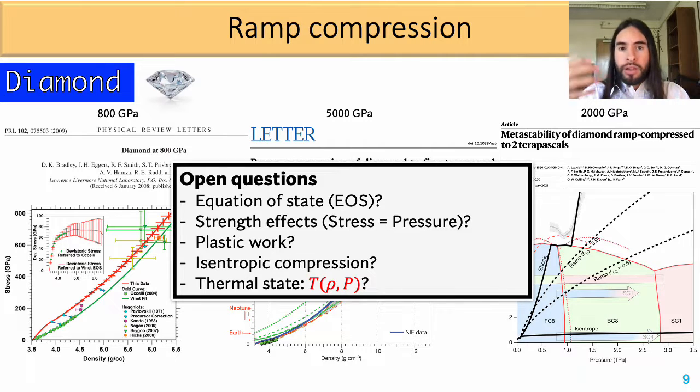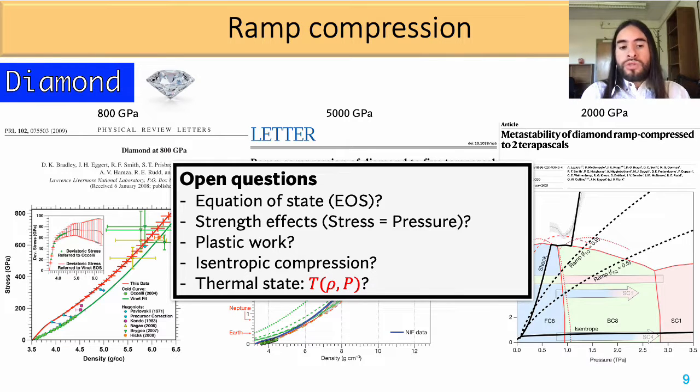So this leaves many open questions, like, what is the equation of state of diamond that we are using? Are we modeling it correctly? What are the strength effects? Are the models for strength valid at these extreme conditions? What is the actual amount of plastic work that is going into heating the sample? And is ramp compression really isentropic in the solid? We believe it is, but we don't have evidence from temperature that the compression is following an isentropic path.